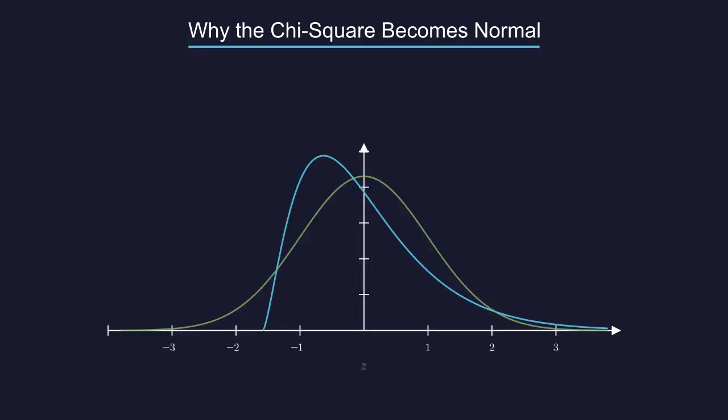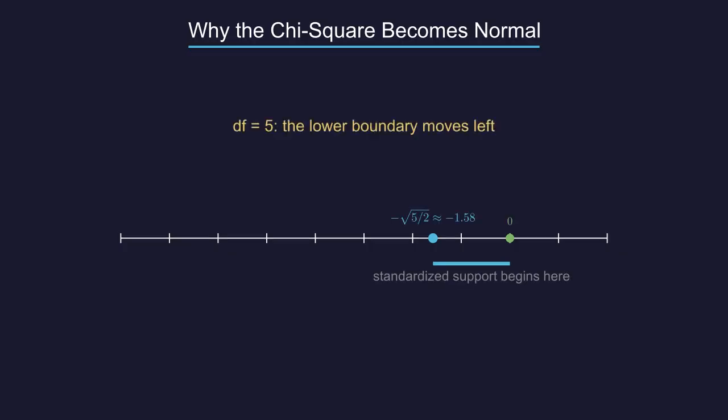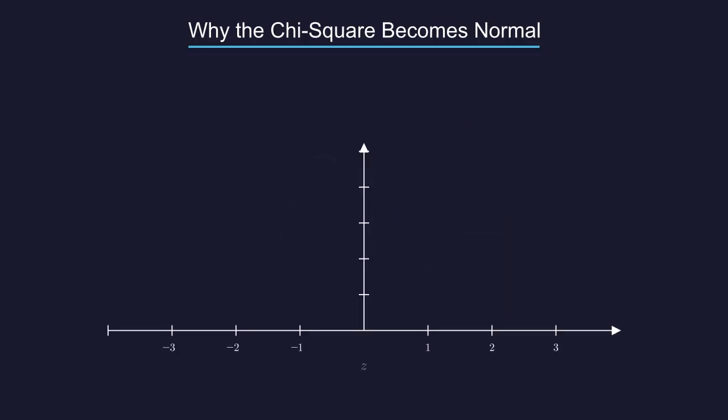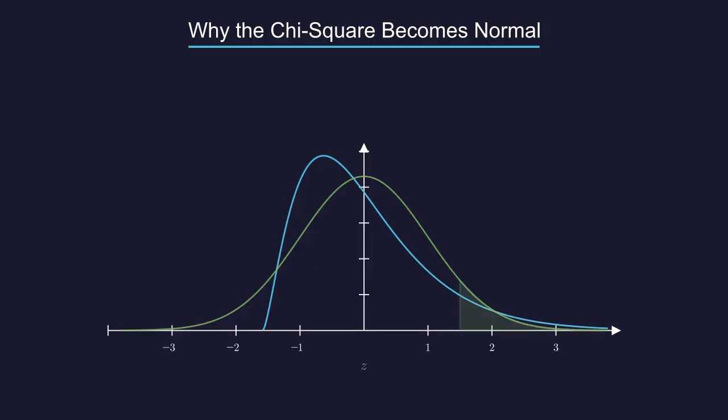At nu equals 5, skewness, the square root of 8 divided by 5, is approximately 1.265, and the standardized lower boundary is about minus 1.58. The distribution remains visibly asymmetric, so a simple normal tail can be inaccurate.